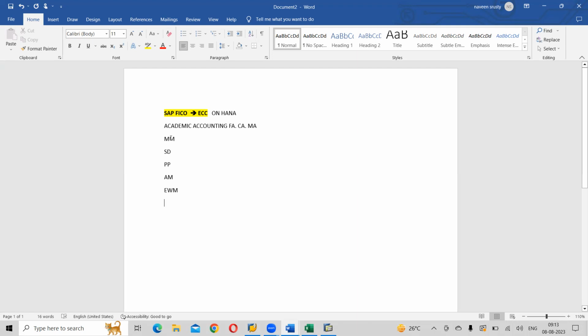After FI, we are going to cover these modules: MM, SD, PP, and AM, because they're not relevant to your controlling module. After the FI module, we are going to do integrations with all of them. So you can mention everything in your resume. Automatically, you are not only a FICO consultant. If the opportunity comes, you will work as an MM, SD, PP, AM, and EWM consultant.